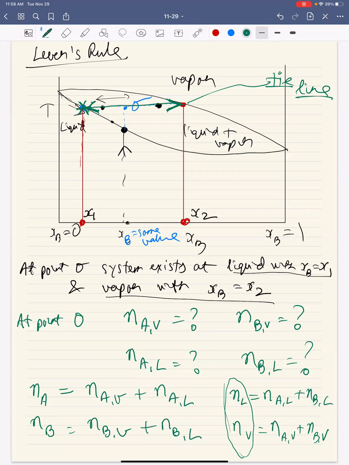Why is this sufficient? Because if we figure out how much liquid is there, we already know the composition of the liquid. We already know that the composition of the liquid can be read from this tie line where it intersects. So we can immediately tell you how much of the liquid is A and how much is B, right? That answer is already done. What we want to figure out is how much of the system is liquid and how much of the system is vapor. We know at the liquid end, it's going to be entirely liquid. At the vapor end, it's going to be entirely vapor. So that's what we want to understand.